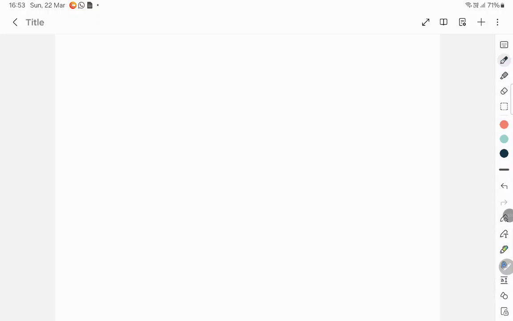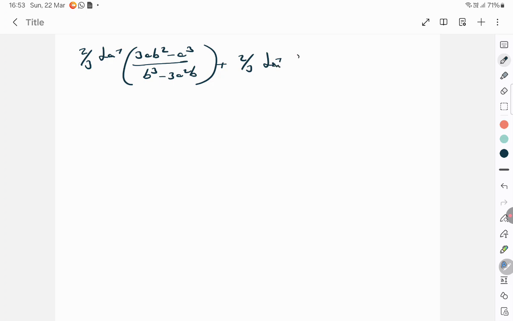So this is inverse trigonometry, HOTS sums, which are higher order thinking sums. The question is: 2/3 tan inverse of (3ab² − a³)/(b³ − 3a²b) plus 2/3 tan inverse of (3xy² − x³)/(y³ − 3x²y).